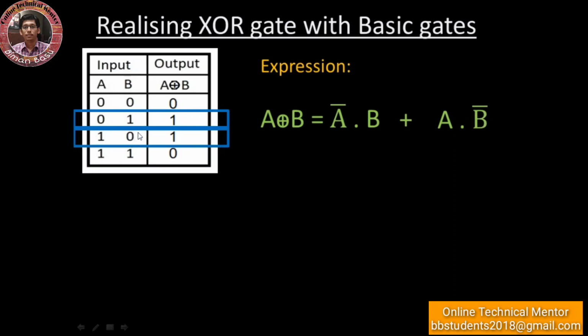Since we are expressing 0 as the invert of B, the whole expression becomes A bar dot B or A dot B bar. You can also say A bar B plus A B bar. So this is my expression. Now, how to draw this expression with the basic gates?